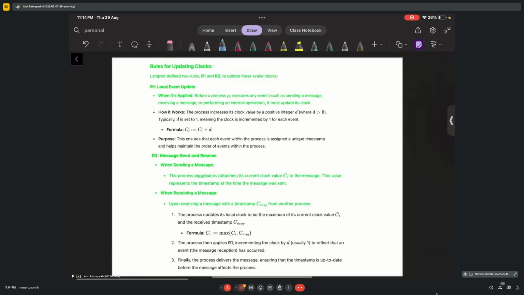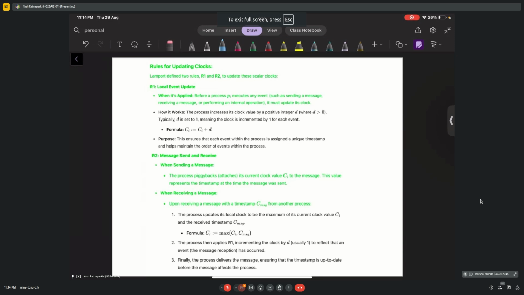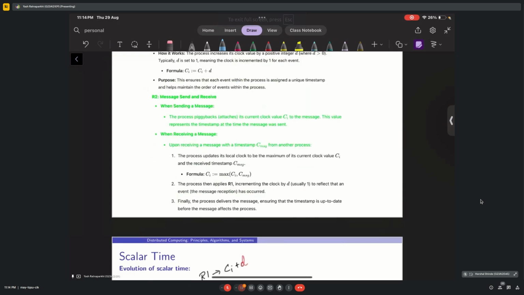Coming to the second rule. When sending a message, the process attaches its current clock Ci to the message. This value represents the timestamp of the message that was sent. On receiving, it will again take the maximum of both. Once that is done, the process applies R1, incrementing the clock by d to reflect an event that has occurred. Finally, the process delivers the message, ensuring that the timestamp is updated.